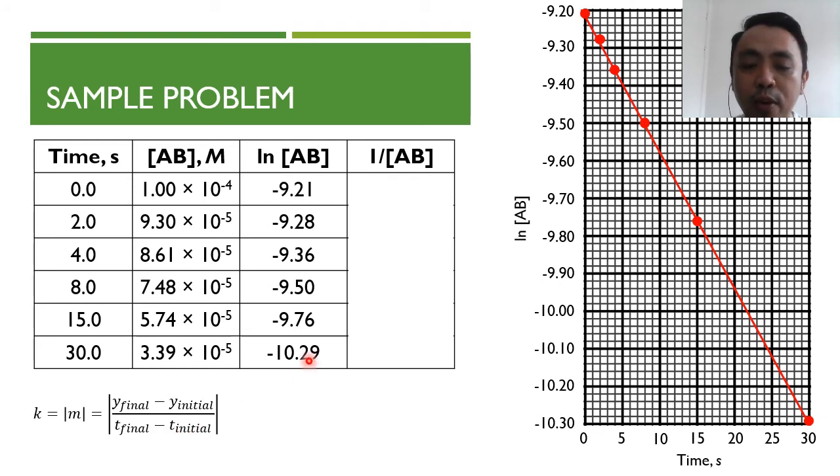Now, in here, for the first order graph, the final value is negative 10.29. This represents the y final, while the y initial is the value of negative 9.1. Plugging this into the equation, we then have the following for the numerator. So we have negative 10.29 minus negative 9.21, all of which is divided by the final time, that's 30 seconds, minus the initial time of 0 seconds.